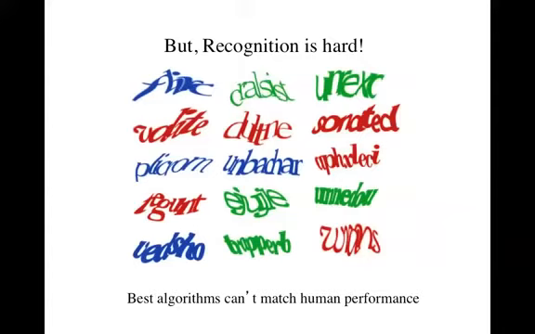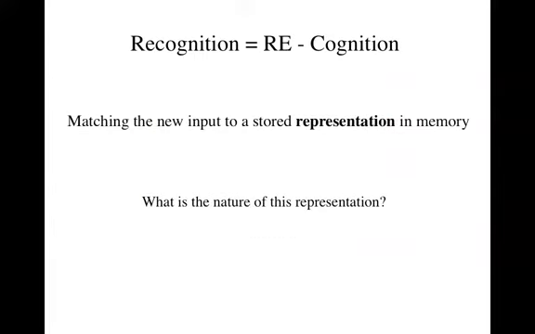But recognition is actually really hard. So the best state-of-the-art technologies are not able to recognize these kinds of texts, even though we as humans can recognize them and read them fairly easily. So the best algorithms can't match human performance. Again, like other things, even though recognition seems kind of easy to do, it turns out to be quite hard to automate. What is recognition?